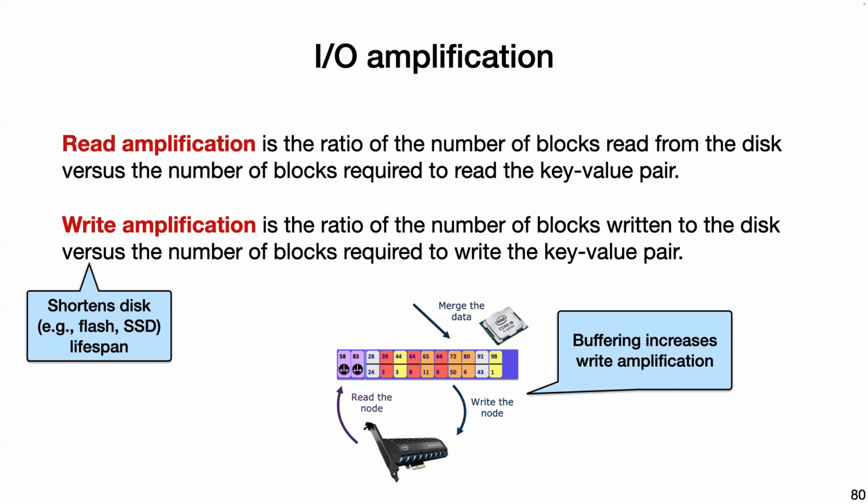The other one is write amplification, which is similar: the number of blocks that you actually wrote to disk or memory, versus the number of blocks that you were technically required to write. If you have high write amplification, it turns out that it shortens the lifespan of your disk, like your SSD. And buffering increases the write amplification because you're always rewriting the internal nodes.